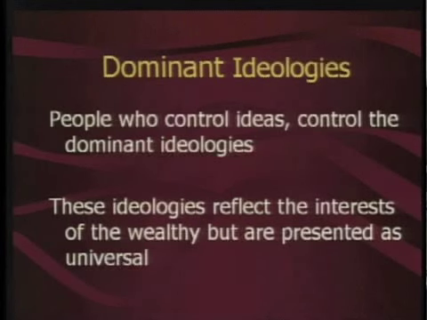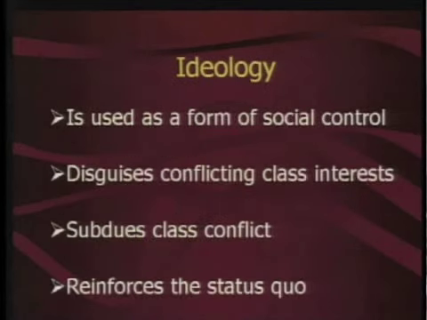So what Marx says, going back to the PowerPoint, is that the ideologies of any age represent and reflect the interests of the wealthy, not of the average person. However, the reason that we buy into them is that even though they don't represent us, they are presented as being universal, timeless, immutable. What Marx said is that ideology is used as a form of social control. We're going to come back and talk more about the different kinds of ideologies and the ways in which ideology controls people.